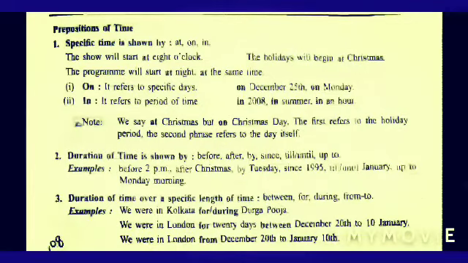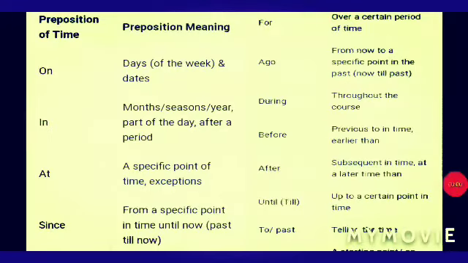For example, we were in Calcutta for Durga Puja or during Durga Puja. We were in London for 20 days between December 20th to 10 January. We were in London from December 20 to January.